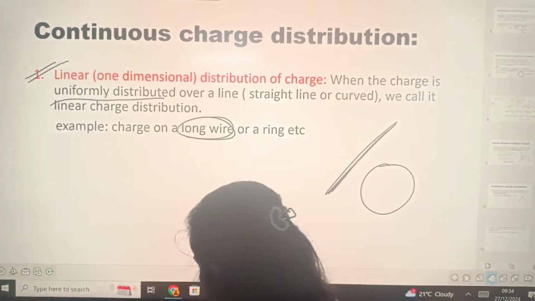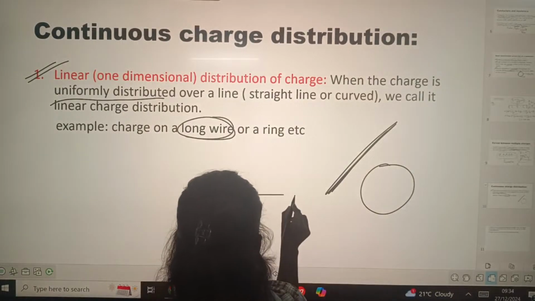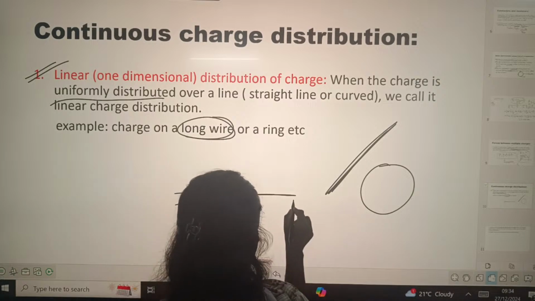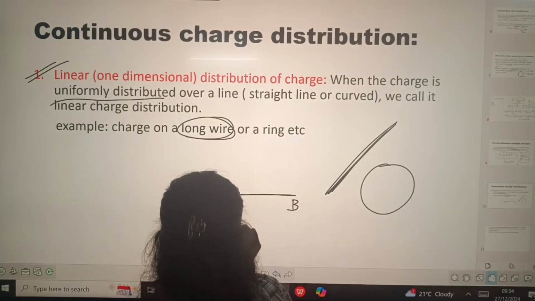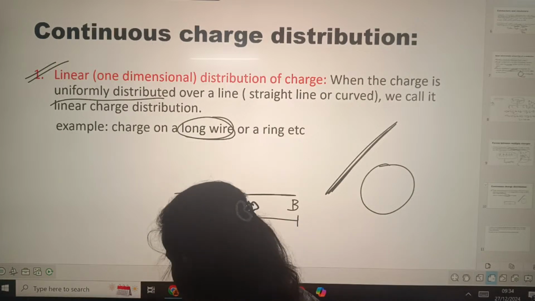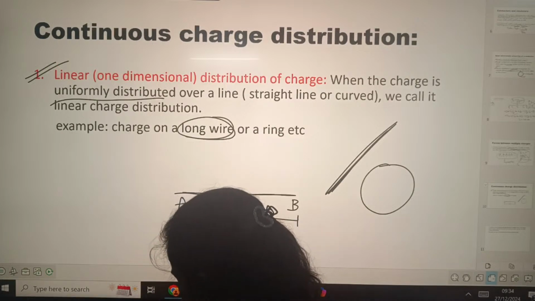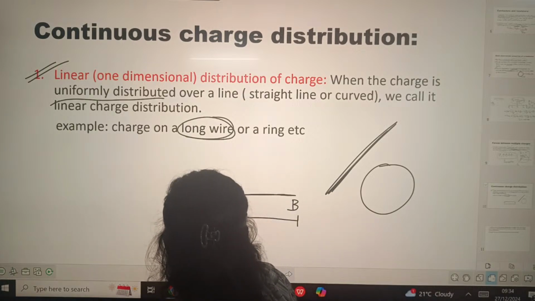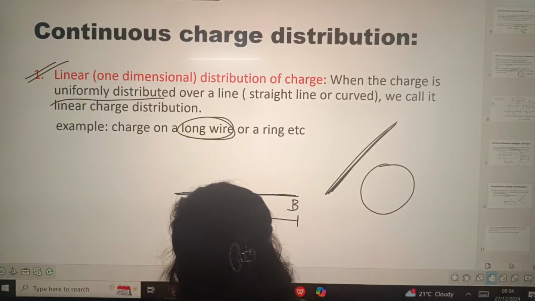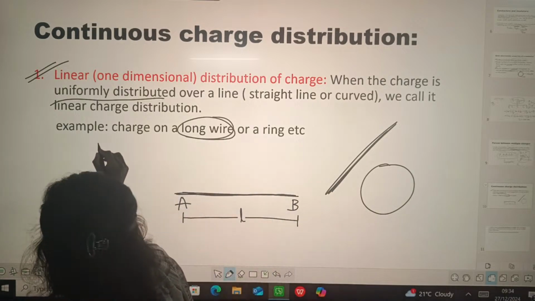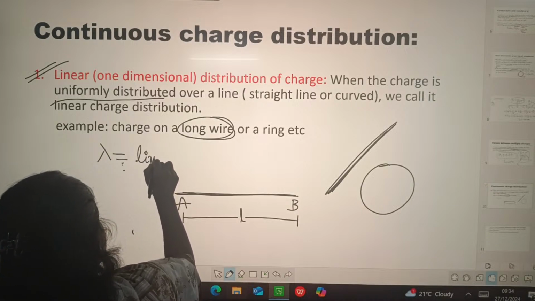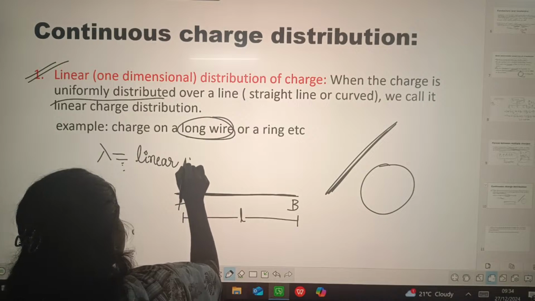For example, let us consider a long wire AB of length L, on which a charge is distributed uniformly. Let us consider lambda equal to the linear charge density. Let us take it as the linear charge density.